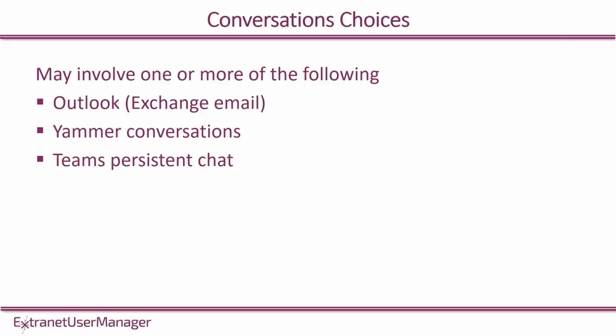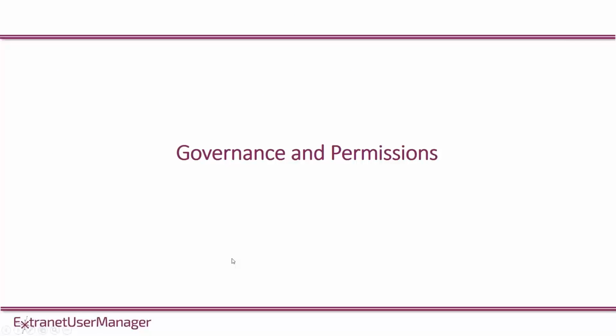And really, in my mind, for the most part, it's a choice between Exchange email and Teams persistent chat. Unless you're deeply invested in Yammer, a lot of organizations aren't. I wouldn't see spinning up Yammer just to support projects, but if you're already very used to Yammer from an enterprise social point of view, it can certainly make sense from a project's point of view as well.